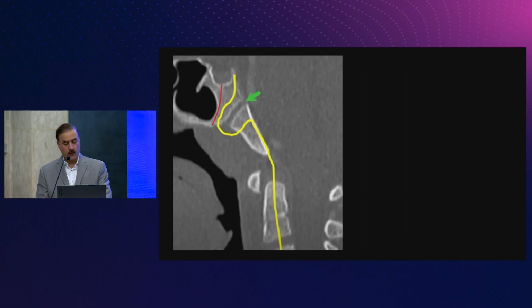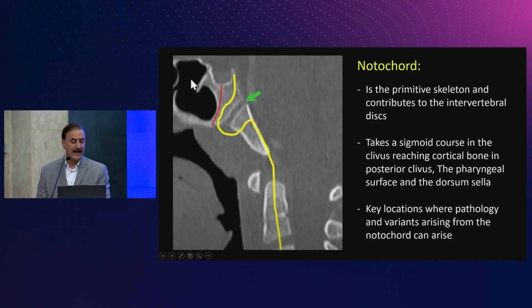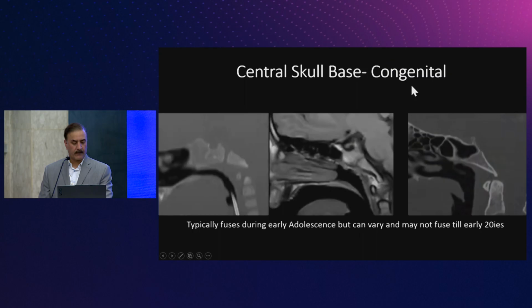Okay, so let's move on a little bit to the embryology of the vertebral column. So this is your notochord. And you can see that the notochord makes a sigmoid turn right here at the level of the nasopharynx. Then it comes posteriorly and touches the posterior border of the clivus and then descends all the way down to the sacrum. And that's very important, as I will show you later on in the pathologies that develop because of that sigmoid curve of the notochord.